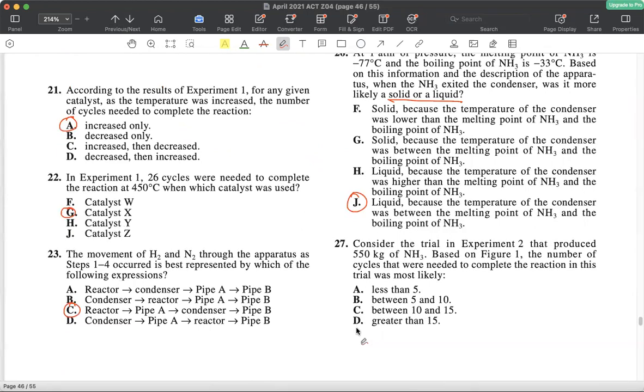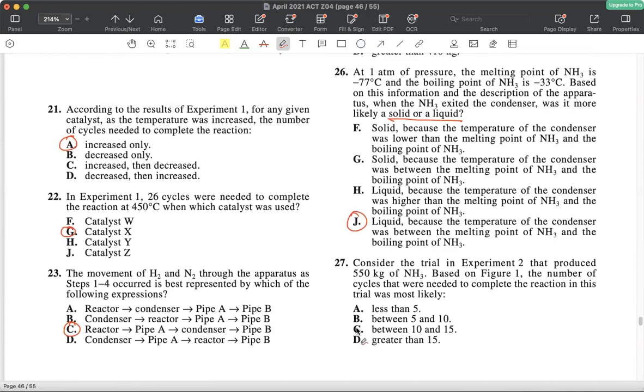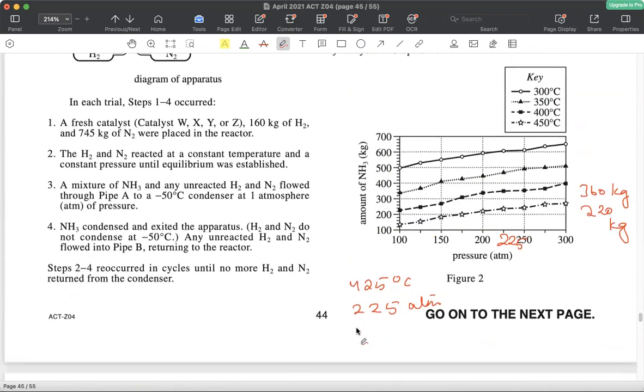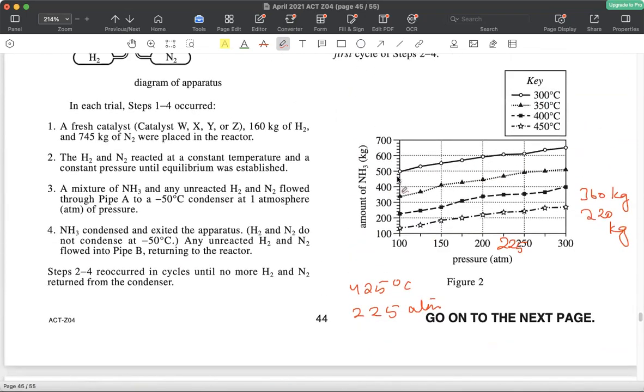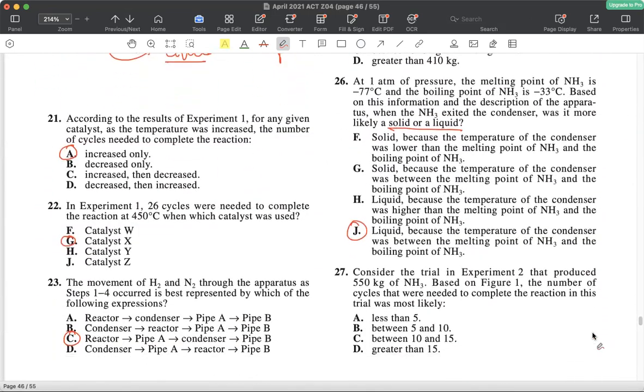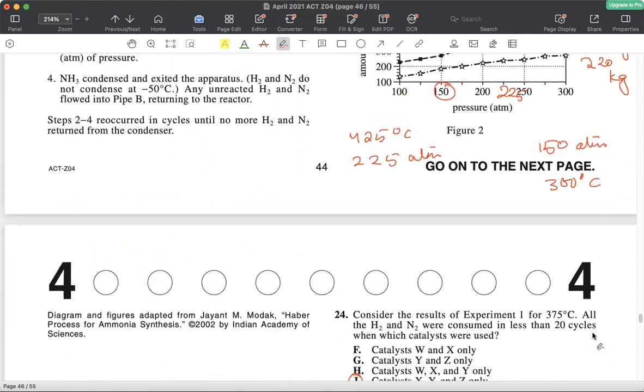Consider the trial in experiment 2 that produced 550 kilograms of ammonia. Based on figure 1, the number of cycles that were needed to complete the reaction in this trial was most likely. 550 kilograms, right? So 550 kilograms is this one. So that happens at 150 atmospheres and 300 degrees centigrade, right? So 150 atmosphere and 300. So how many cycles are needed?